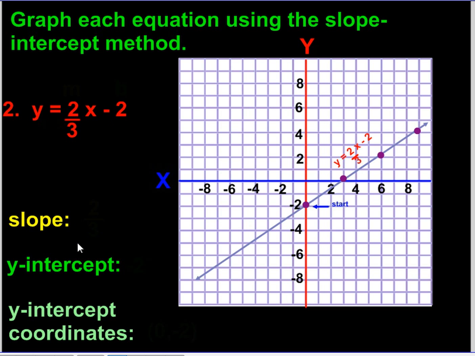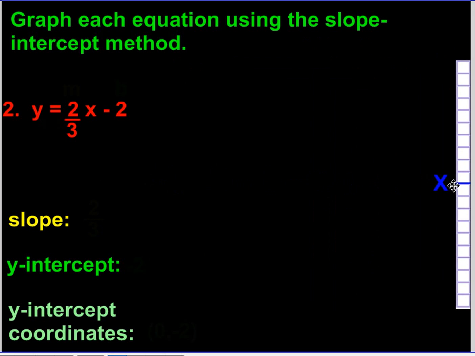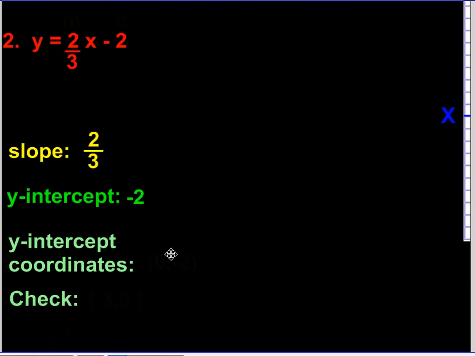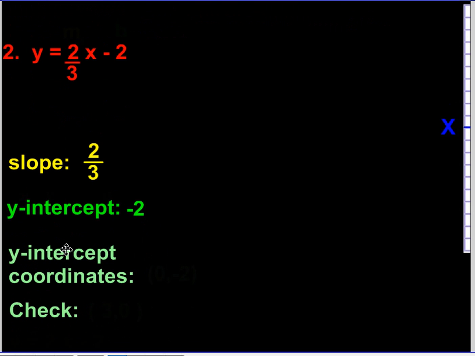First thing we can do is move this out of the way for a moment. First thing we can do is take a look at the slope. The slope is 2/3. The y-intercept is over here, the number that has no variable next to it. It's -2. The coordinate for the y-intercept is 0, -2.